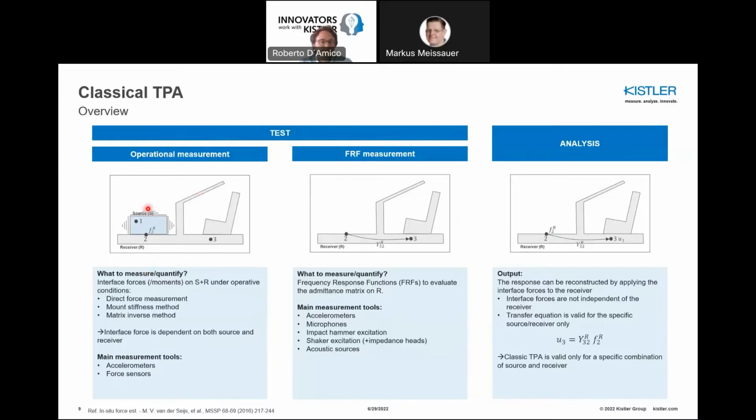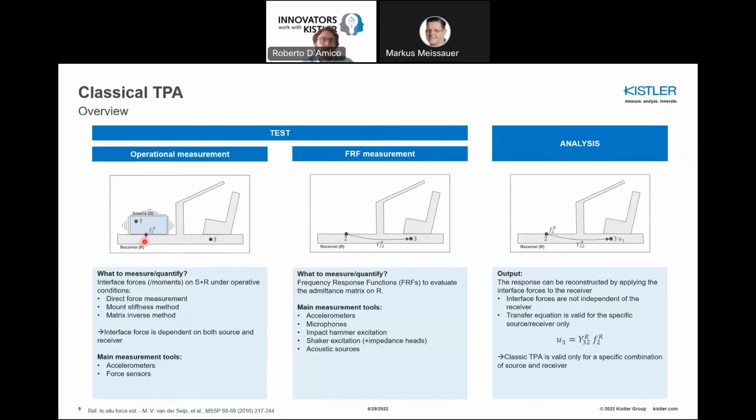In the operational measurement, we go back to our model with a vibrating engine and the body in white of our car. What we want to measure in this phase is the interface force between the vibrating engine and the receiver. So basically, we want to measure what is happening right at the interface in terms of exchanged force, of interface forces. Of course, the forces that you're going to measure are dependent both on the source and on the receiver. And what you're going to use from a measurement perspective here are generally accelerometers and force sensors.